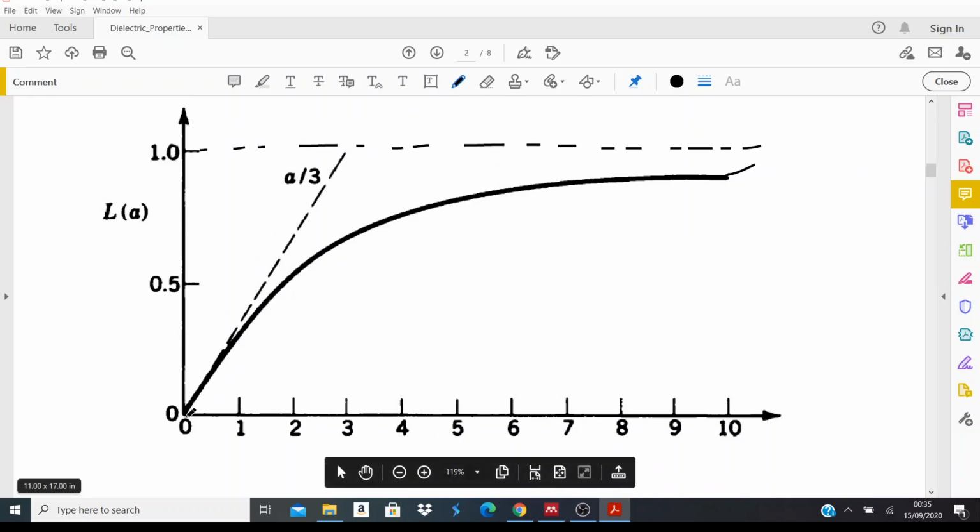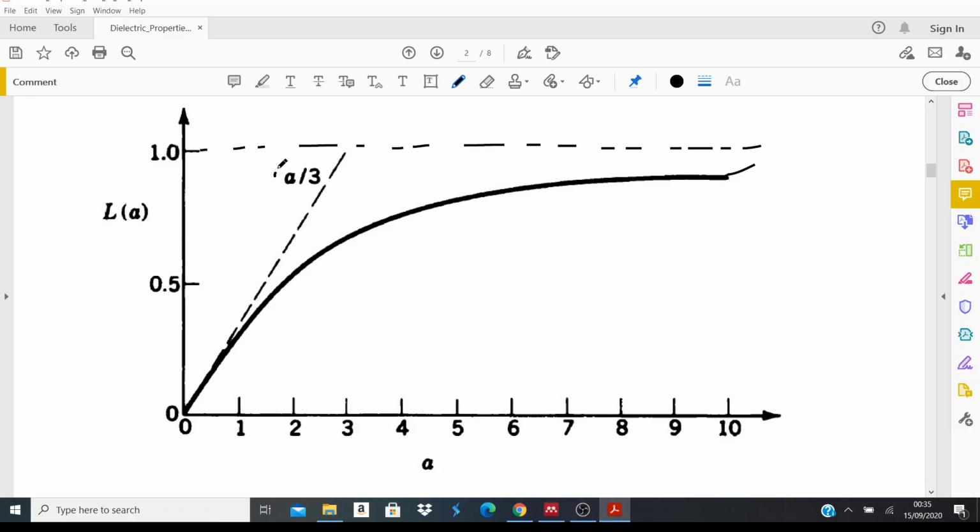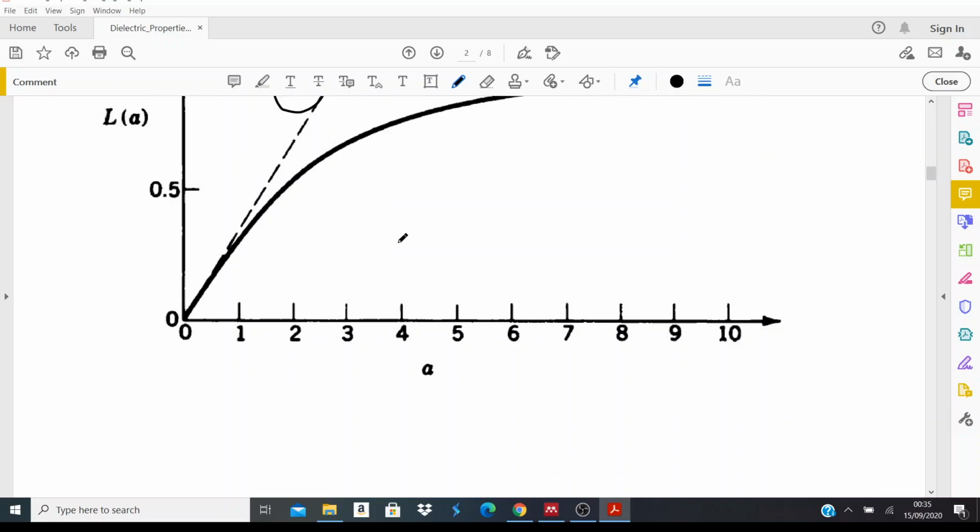And if somebody asks you, in the very small region of A, what is the slope of this line? This is almost a straight line, and the straight line is denoted by A by 3. We will see how this comes about. This will be helpful to understand this permanent dipole electric polarization.